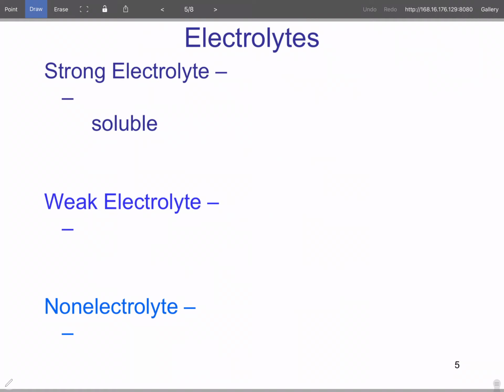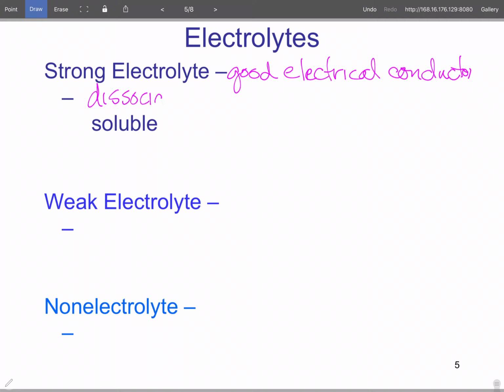Well, we said that ions, because they're mobile, conduct electricity. So these are electrolytes because they conduct electricity. So a strong electrolyte is a good electrical conductor. And that means it's going to dissociate completely into ions.